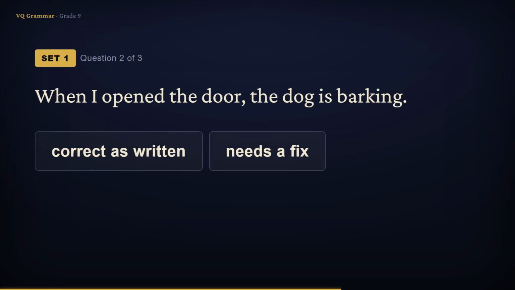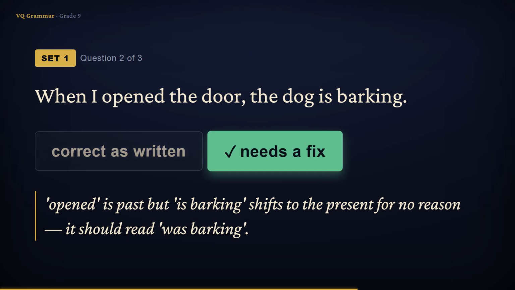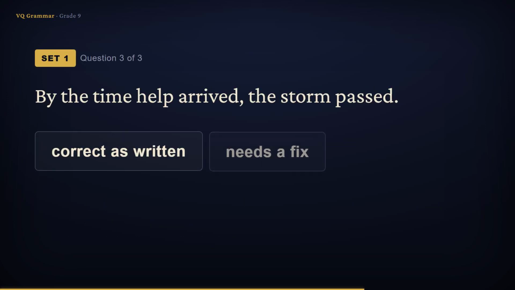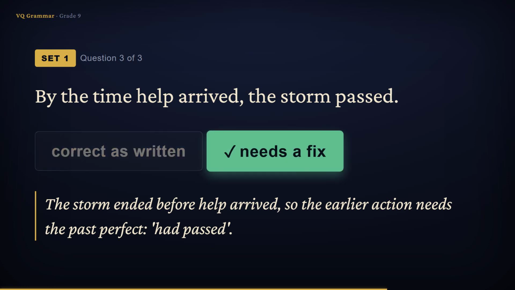When I open the door, the dog is barking. Listen to the tenses. Opened is past, but is barking jumps to the present. Both actions happen together, so there's no reason for that shift. This one needs a fix. It should read, was barking. By the time help arrived, the storm passed. These two events are not at the same time. The storm ended before help got there. To show that, the earlier action needs the past perfect. Had passed. As written, with both verbs plain past, it needs a fix.